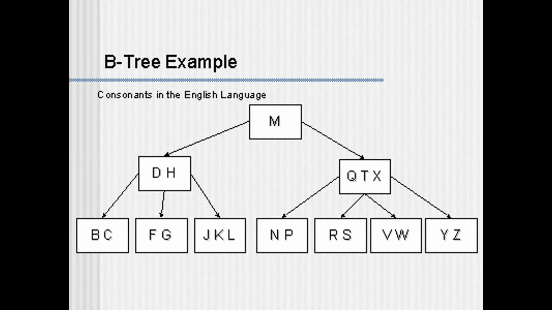Similarly, at level 2, we also have a node with Q, T, and X. So there are 3 keys and 4 children of this particular node.